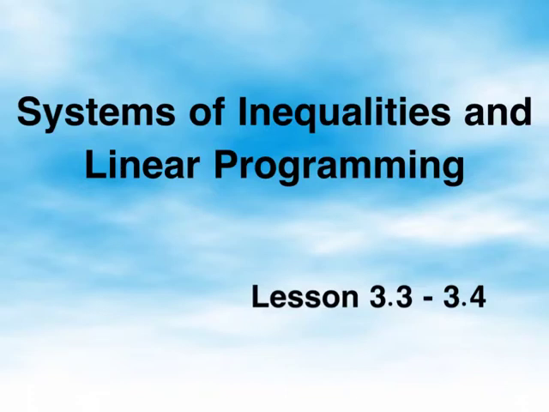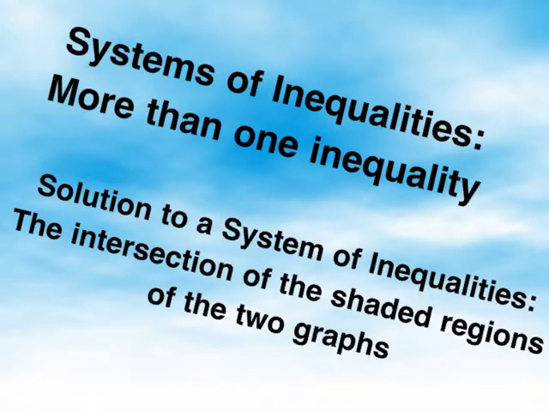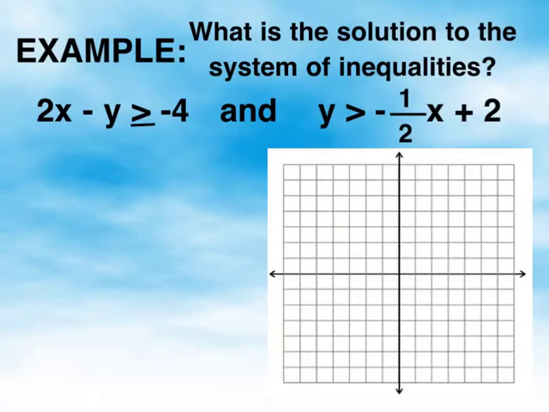This is lesson 3.3 and 3.4, systems of inequalities and linear programming. Some quick vocab. Systems of inequalities are more than one inequality, and a solution to the system is the intersection of the two shaded regions of the graphs. So let's go ahead and do an example. What is the solution to the system of inequalities?